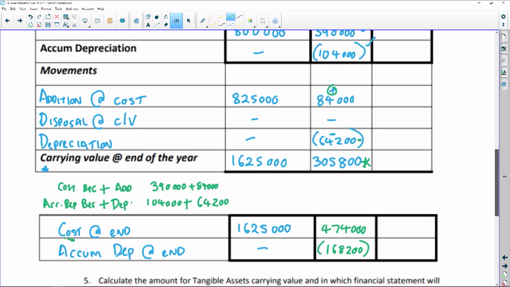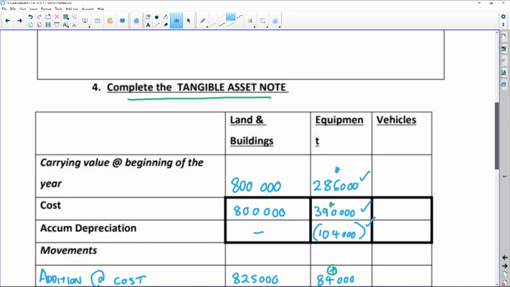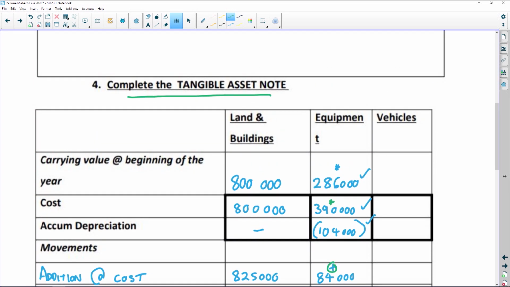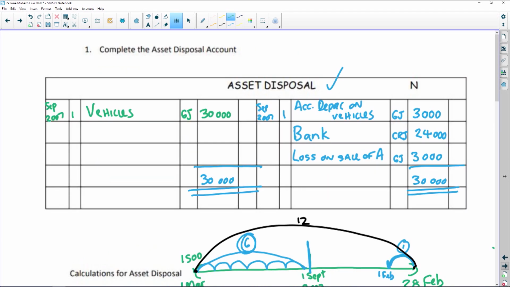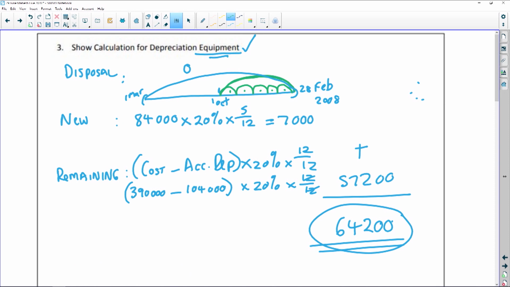Right, we've got 11 more minutes to go. So let's see if we can quickly look at vehicles. So remember, we're doing the same thing. So cost at the beginning of the year. So let's quickly record that. So at the beginning of the year, my vehicles cost is 510,000 and accumulated depreciation 280,000. So let's fill that in.